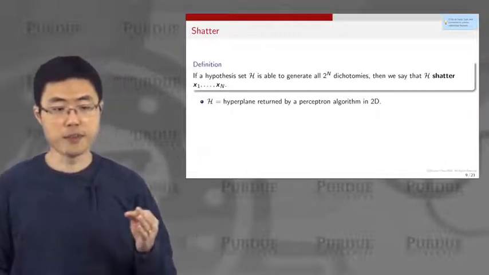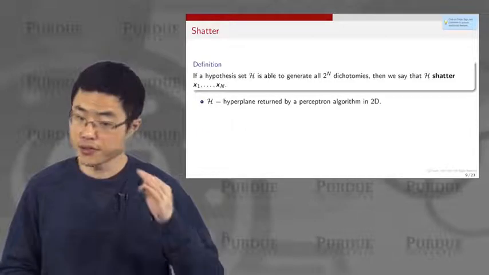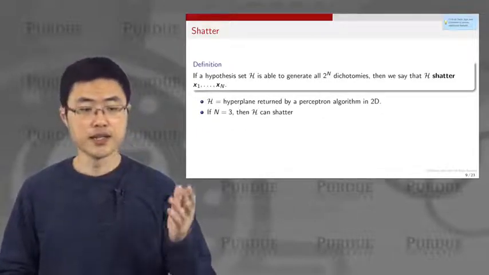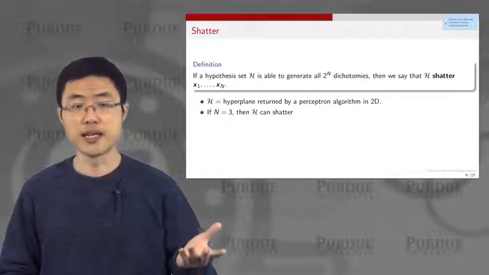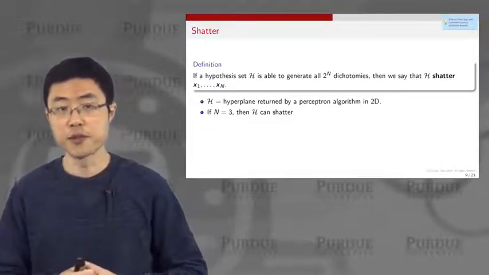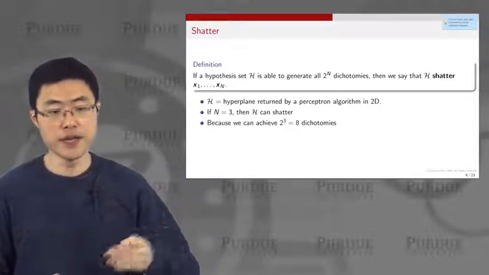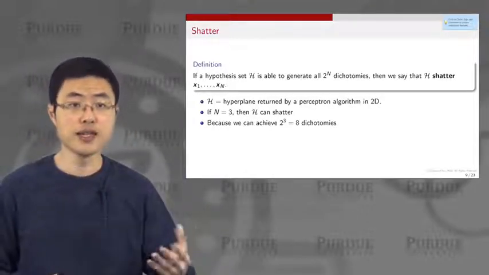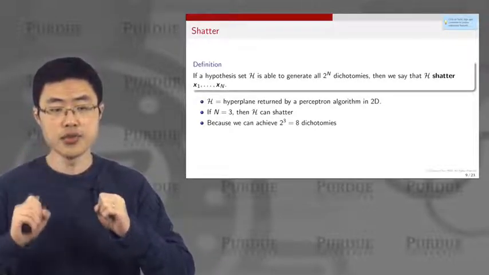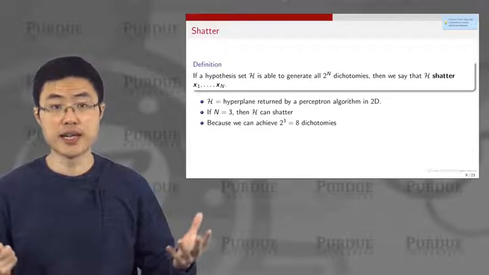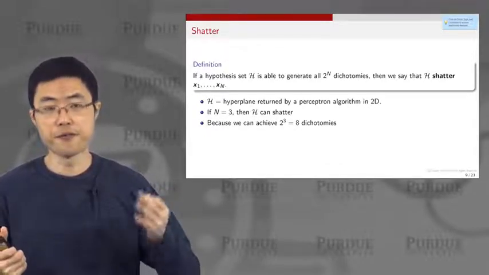So the hypothesis is a hyperplane returned by a perceptron algorithm in 2D. This is an example. Let's think about this example. Suppose n equals 3, we ask whether this hyperplane can shatter all these 3 data points. Can we achieve 8 dichotomies? We show that yes, it's possible. As long as you allocate all these 3 data points into the triangle, you will be able to generate 8 dichotomies. And that is the maximum number that you can ever get from 3 data points.